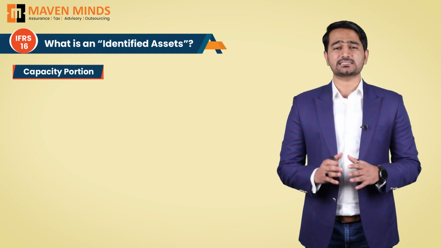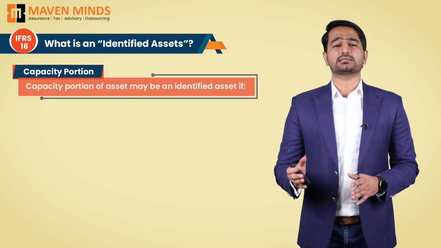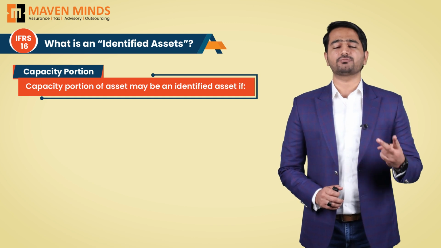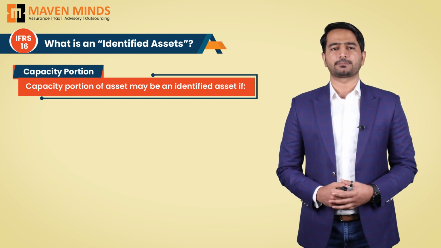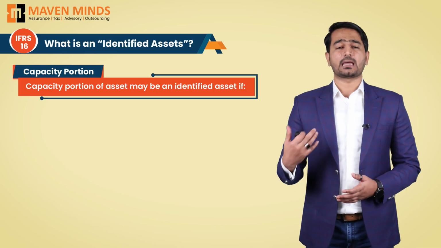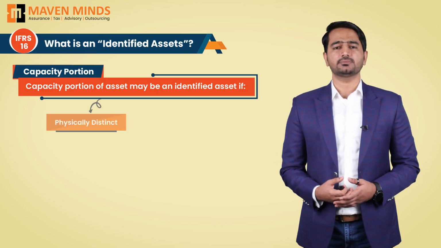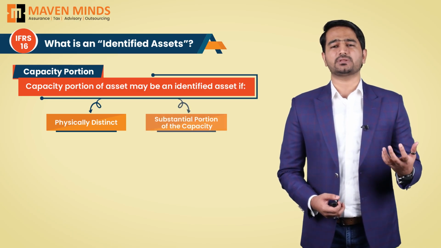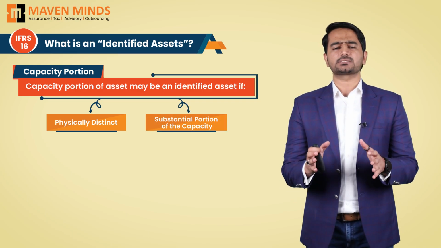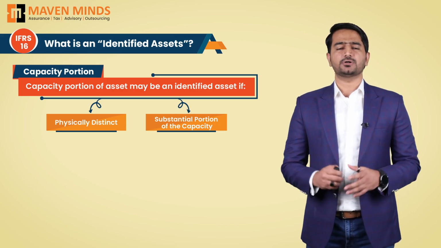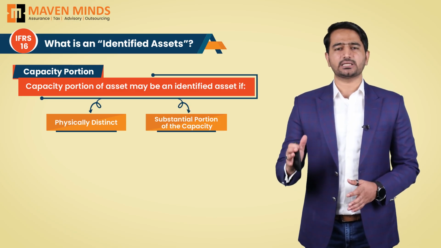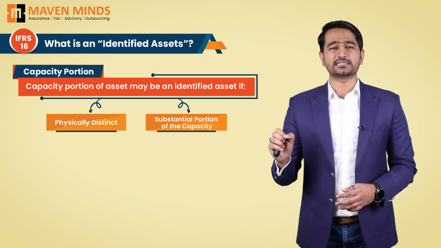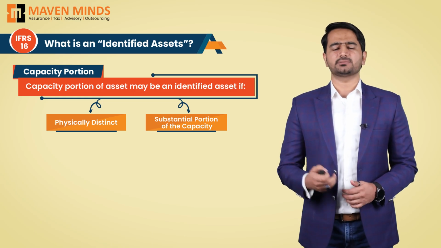IFRS 16 tells us that the capacity portion can also be considered as an identified asset if one of the following two conditions is met. Either the capacity portion is physically distinct or the contract covers a substantial portion of the capacity. Let me break this down with some examples. First, a capacity portion can qualify as an identified asset if it is physically distinct. What does that mean?